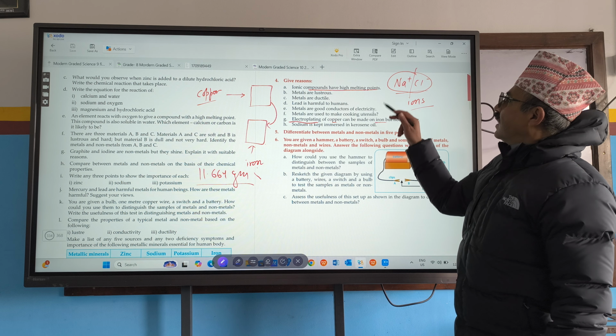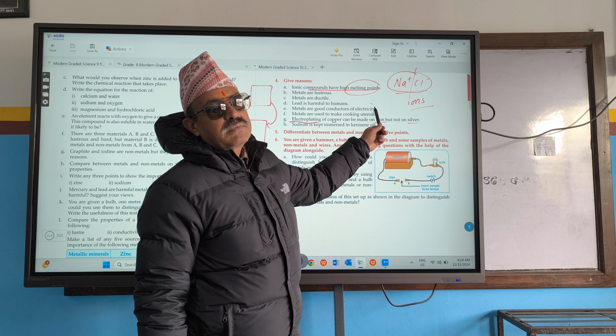So to break the force, we need more temperature. That's why they have high melting point. Did you get the idea? What you mentioned? Ionic compounds are made up of ions and they are made with high force. To break or to weaken the force, we need more temperature. That's why they have high melting point.